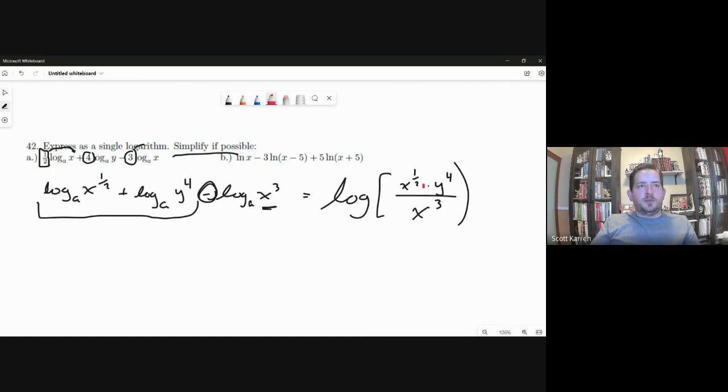You can simplify because your x has a 1/2 power in the numerator and a 3 in the denominator. So the very last thing you would do is write this as log of y to the 4th over x to the, and you would take 3 minus 1/2, or that's like saying 6/2 minus 1/2. And so I would have x to the 5/2 in the denominator.